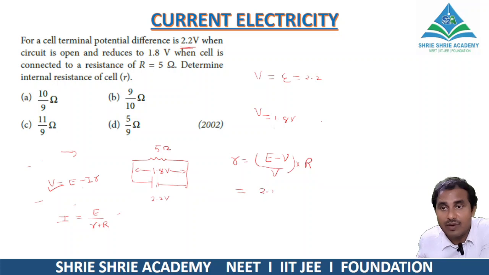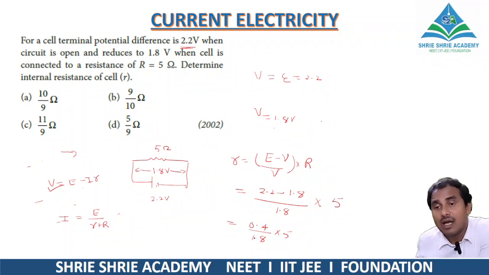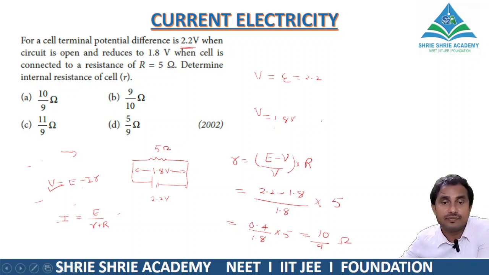E is given as 2.2, minus 1.8, divided by 1.8, into external resistance given as 5 ohm, right? So here, 2.2 minus 1.8 you get as 0.4, divided by 1.8, into 5. It is 4 by 18, something like 2 by 9 we can say. So 2 by 9 into 5. So you get here 10 by 9, right?